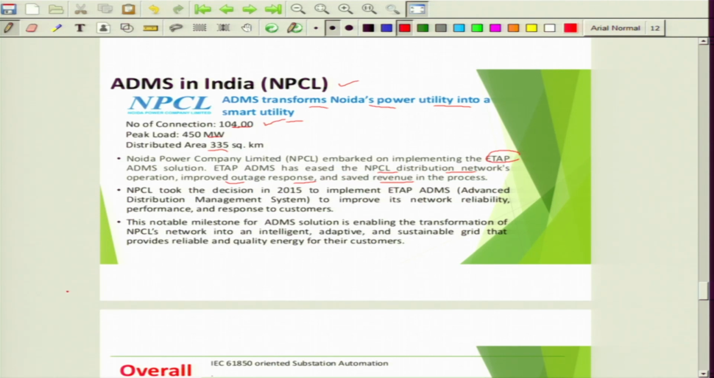NPCL took the decision in 2015 to implement ETAP ADMS, Advanced Distribution Management System, to improve its network reliability, performance and response to customers. This notable milestone for ADMS solution is enabling the transformation of NPCL's network into an intelligent, adaptive and sustainable grid that provides reliable and quality energy for their customers.